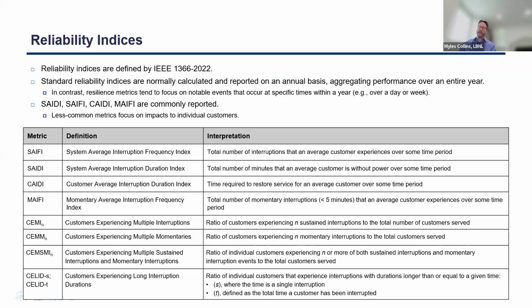And then at the bottom, we have CELID, and there's two flavors of this. There's S and T. So this is looking at the ratio of customers experiencing these long interruption durations. For S, it would be the ratio experiencing a single interruption of a particular duration. For T, it would be the total time that a customer has been interrupted.